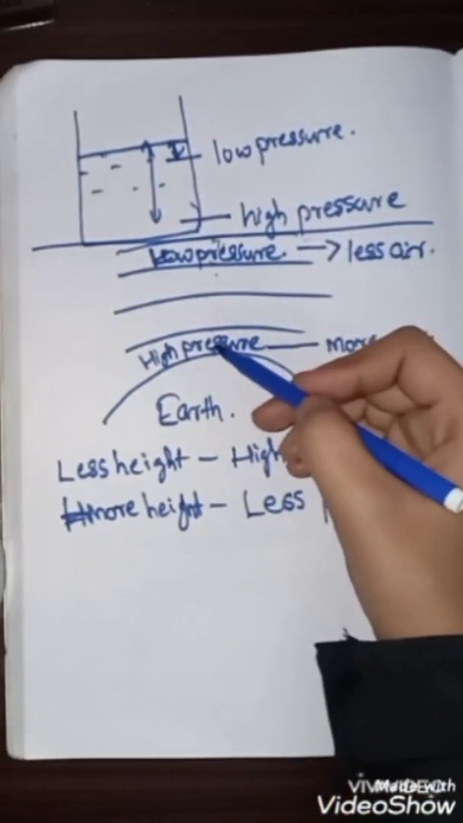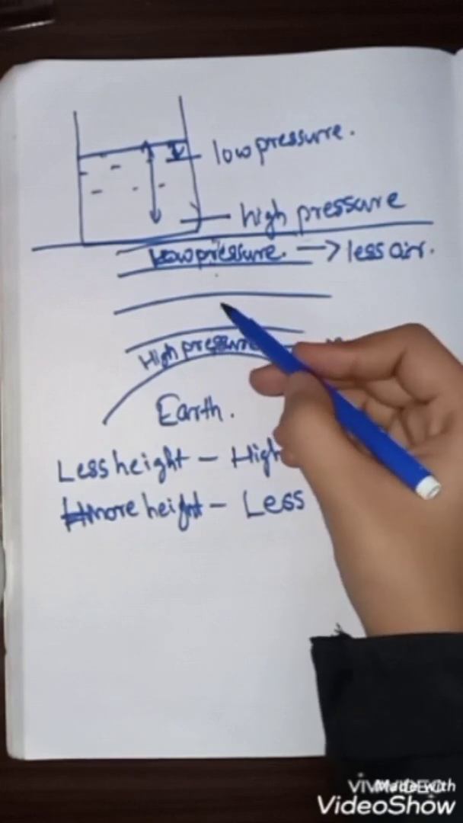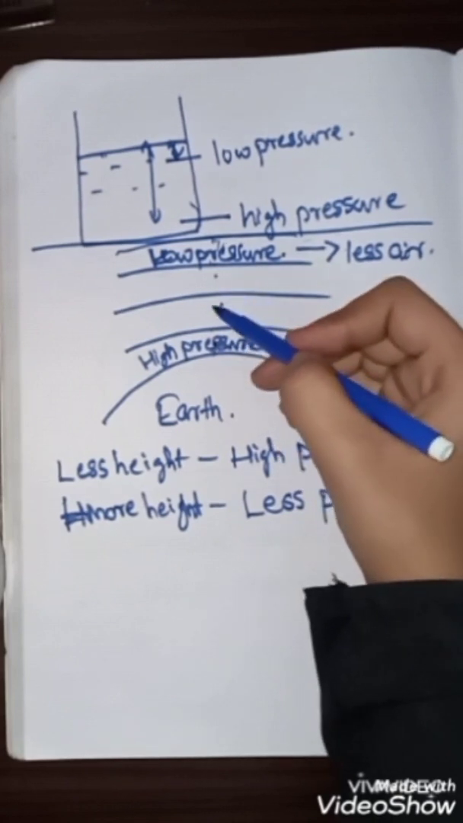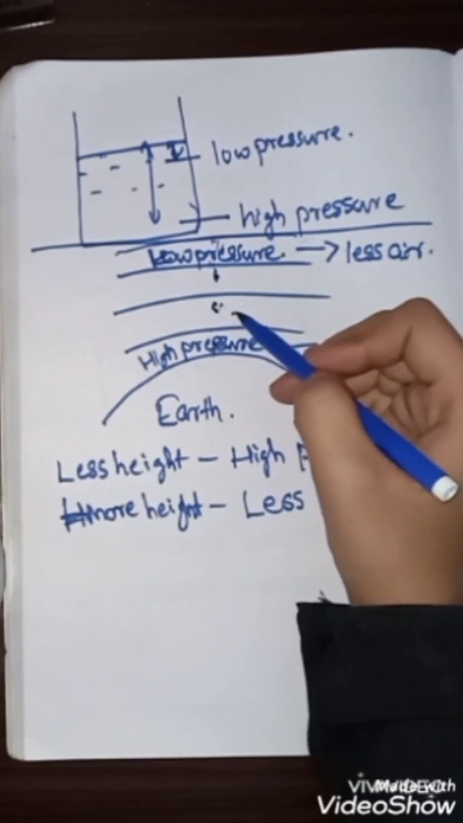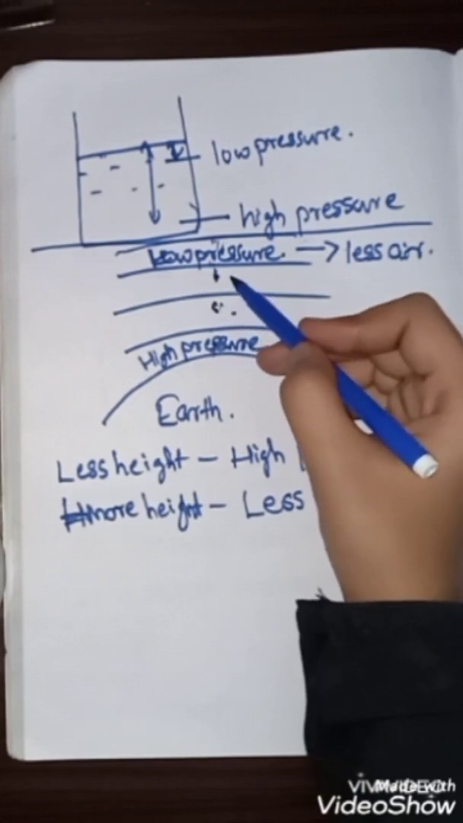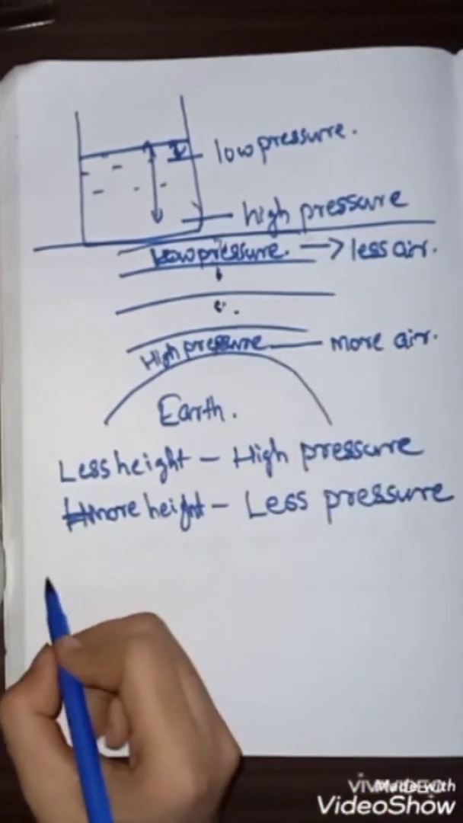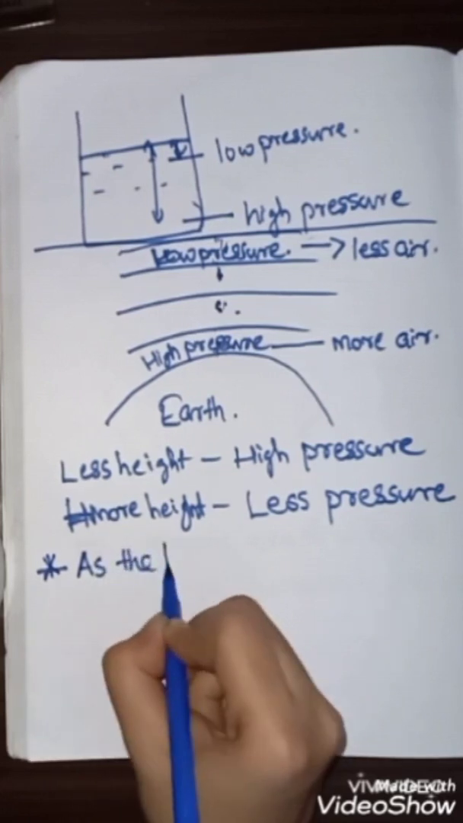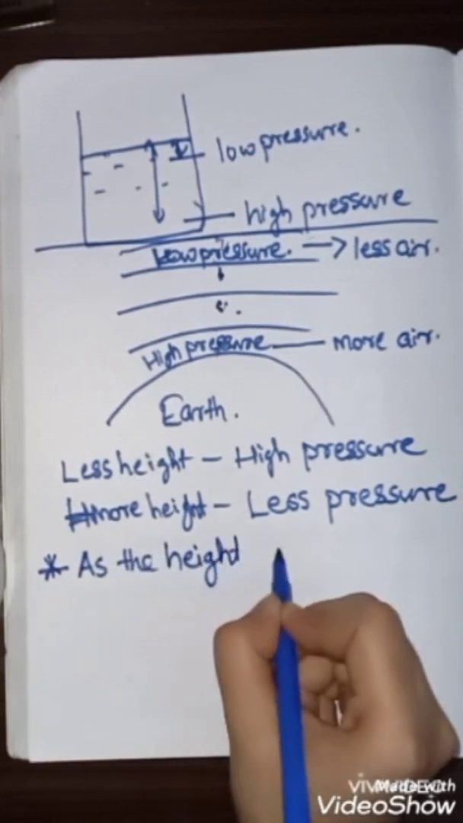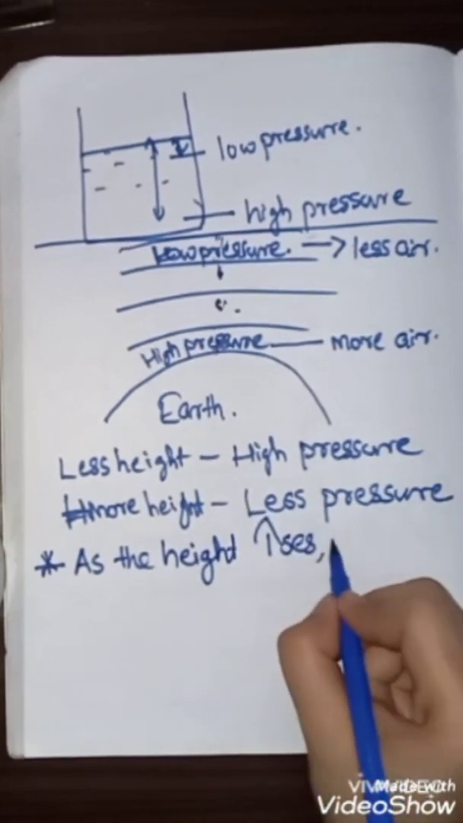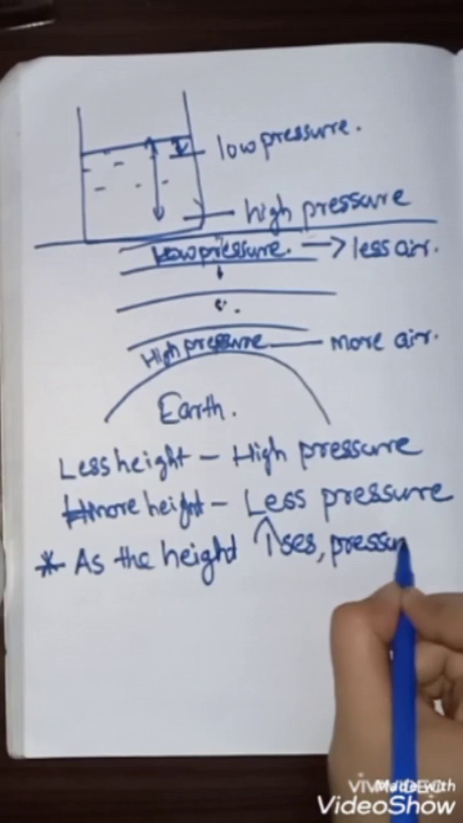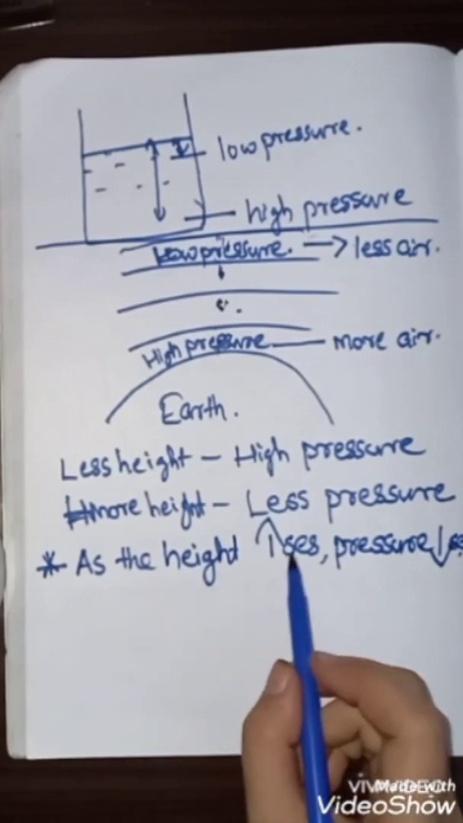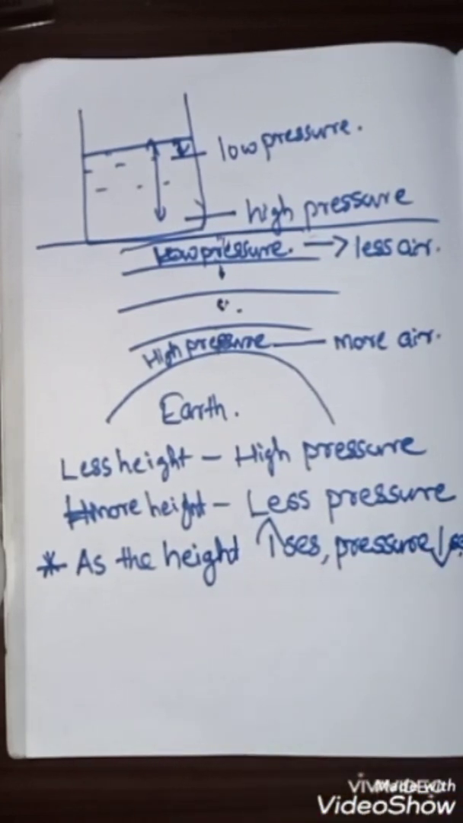By comparing these two layers, which one has high pressure? This layer has low pressure and this layer has high pressure. Hope you understand this. So we get the next point, that is, as the height increases, the pressure or the atmospheric pressure decreases.